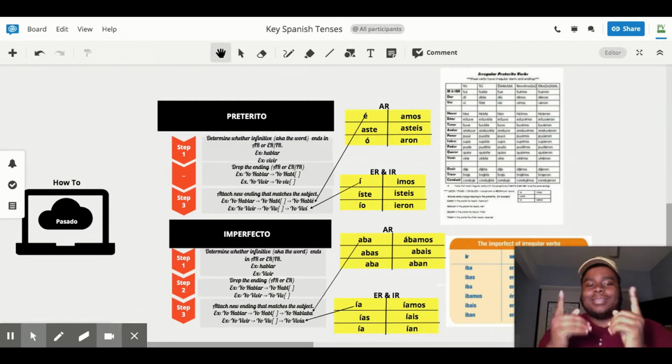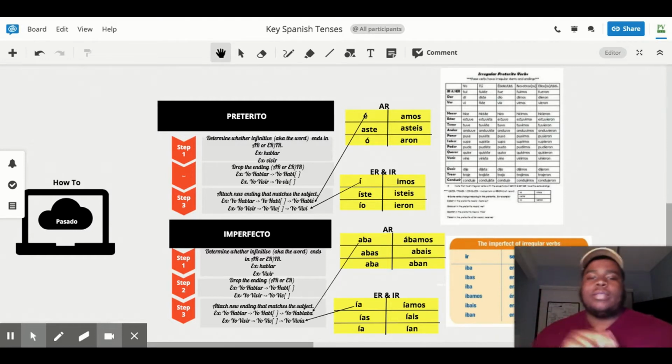Today we're going to learn about the past tense in Spanish, also known as the pasado. There are two specific tenses dealing with the past: the pretérito, the preterite, and the imperfecto, the imperfect. So let's take a look at how you would form words in these two tenses.